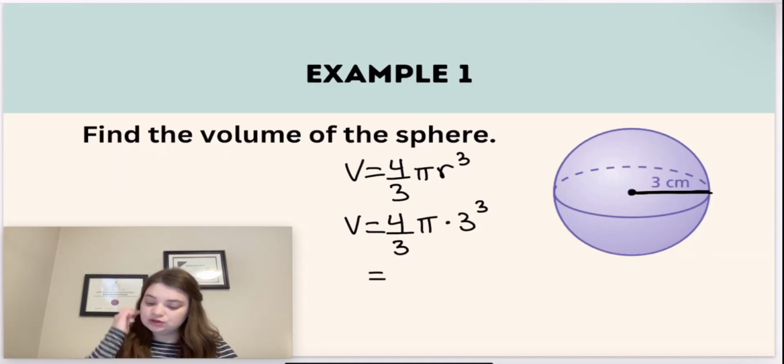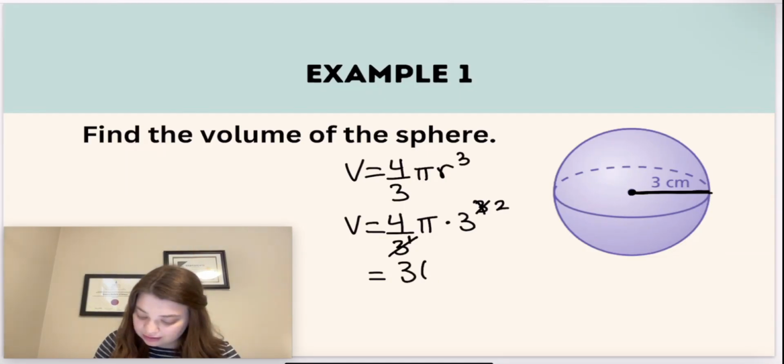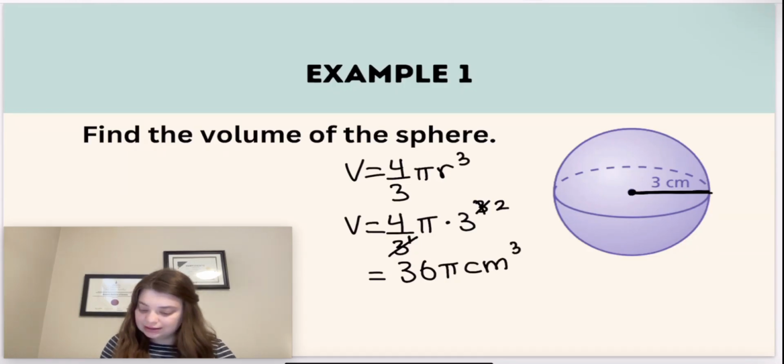Now, one thing we could do here is just multiply 3 cubed by 4 and then divide by 3, or we could notice that 3 is the same as 3 to the power 1, so we could cancel this out with one of the 3's in the 3 cubed and make it 3 squared. Now, 3 squared is 9, and 9 times 4 is 36, so therefore the answer is going to be 36 pi cubic centimeters.